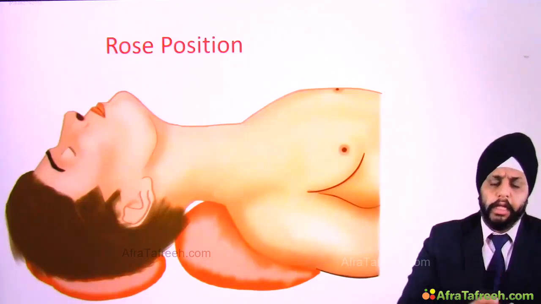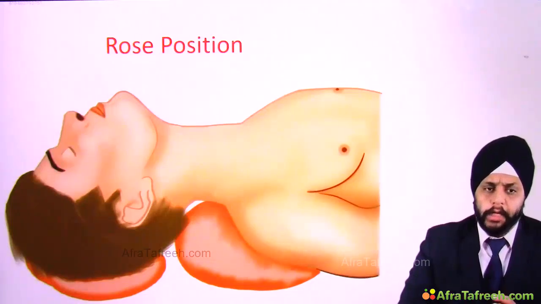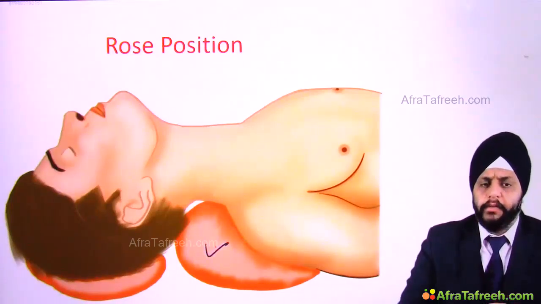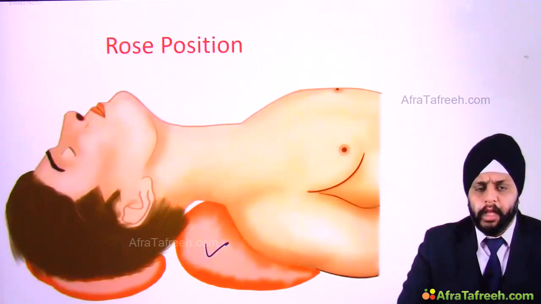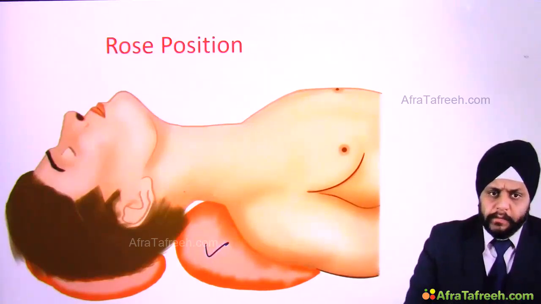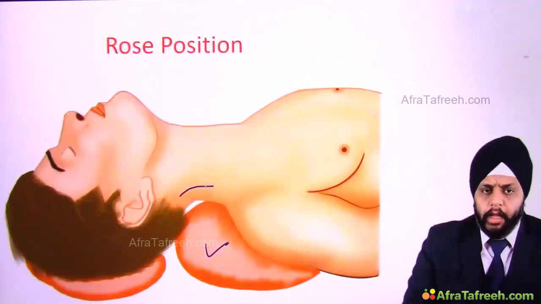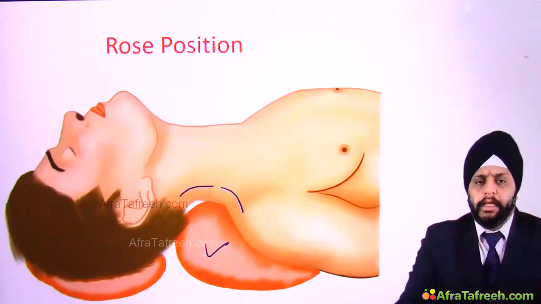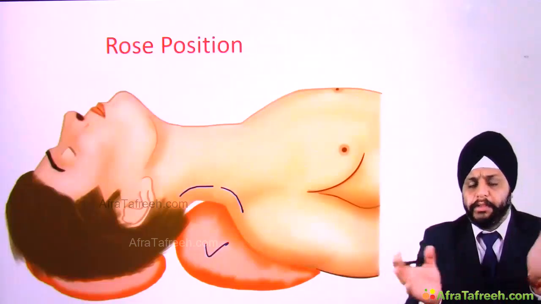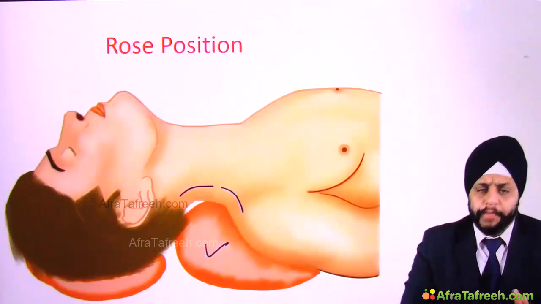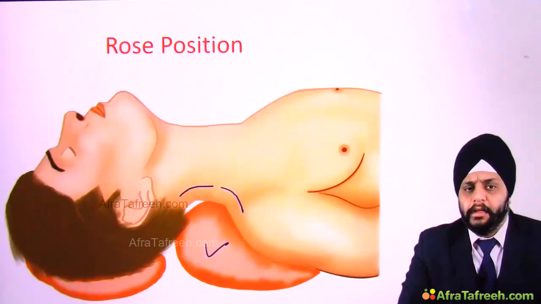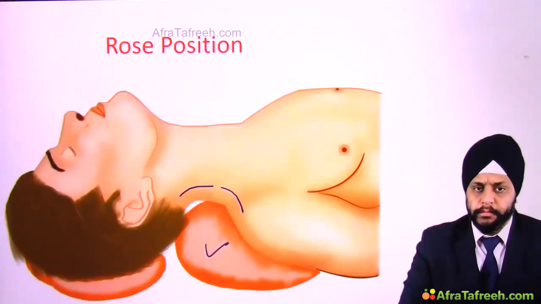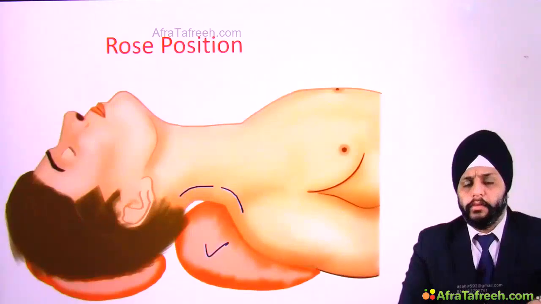Now you see in this rose position, we have placed a shoulder bag. You can see over here, there is a shoulder bag placed below the shoulder, and because of this, the cervical joints as well as the thoracocervical joints, both of them are in extension, in hyperextension. That is known as rose position.